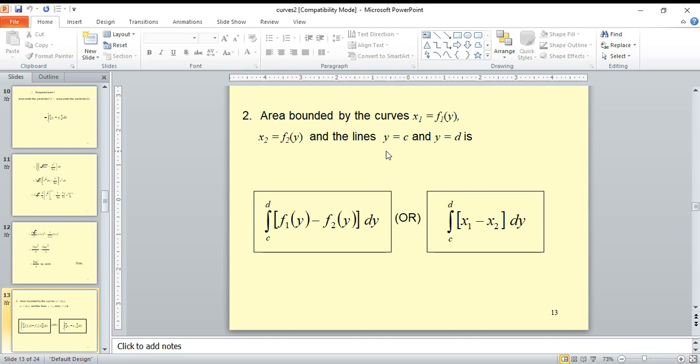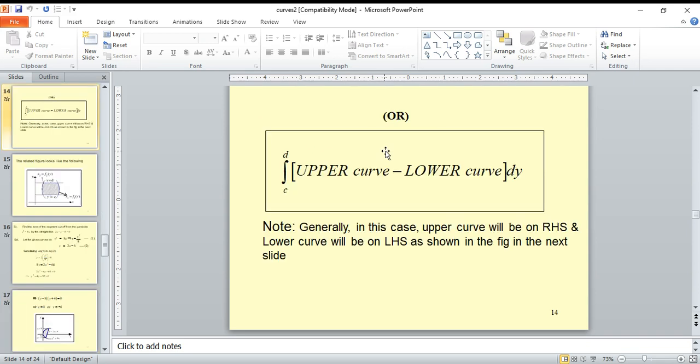The area bounded by the curves x1 equal to f1(y), x2 equal to f2(y), and the lines y equal to c and y equal to d is the integration from c to d of (x1 minus x2) dy. First curve minus second curve, that is upper curve minus lower curve, dy. Note, generally in this case, the upper curve will be on the RHS and the lower curve will be on the LHS, as shown in the figure in the next slide.